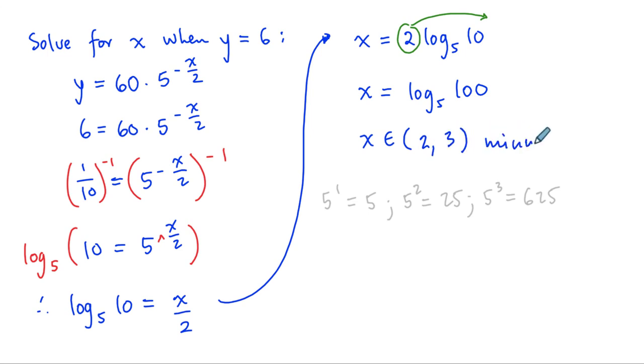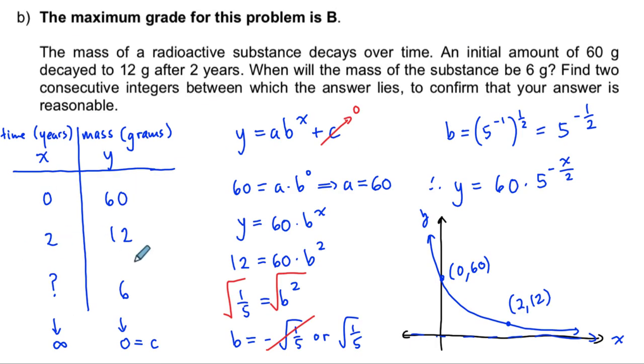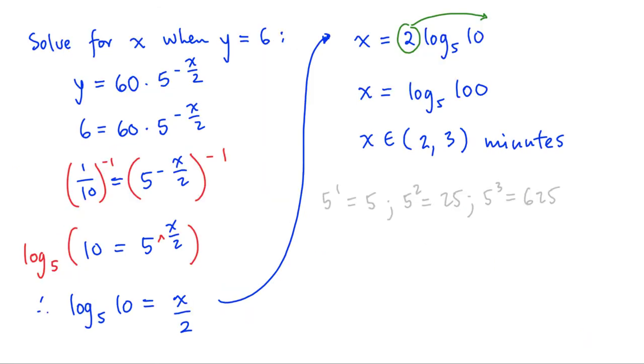And so if I look back to my table of values, I judge to see if that makes sense. I want my time for the mass to become 6 grams to be more than 2 years. And my answer for x is, that's minutes. It shouldn't be minutes. I think this is in years. And so x is more than 2 years according to my approximation here.